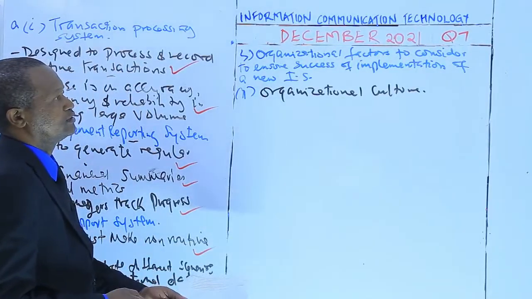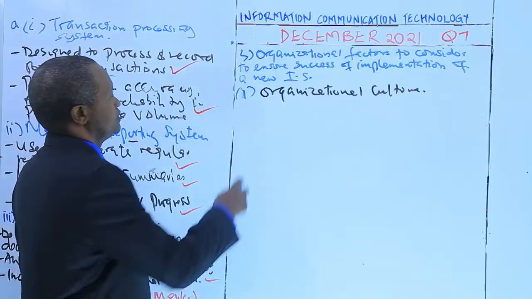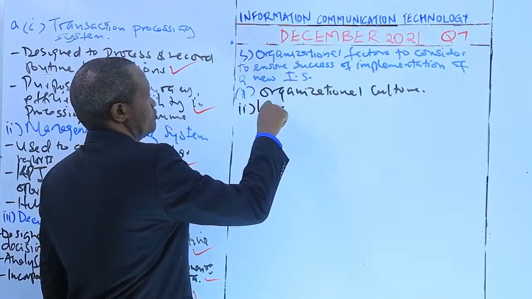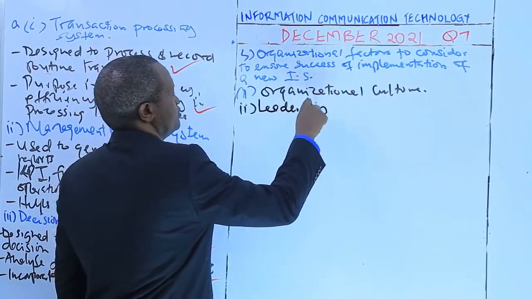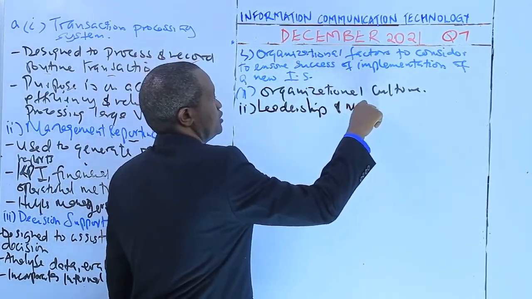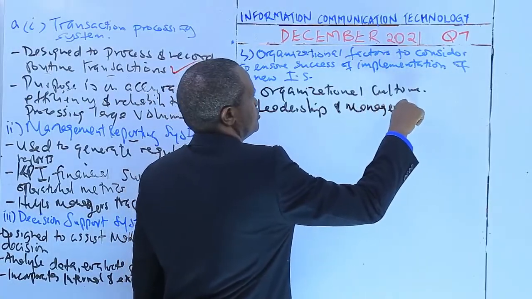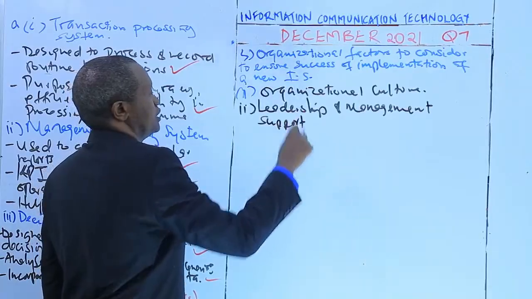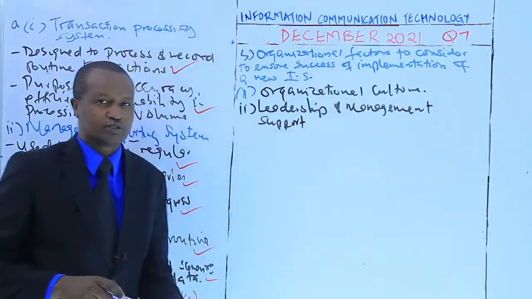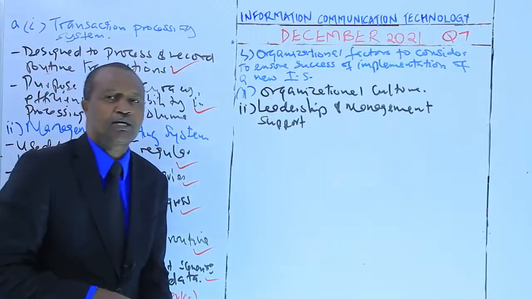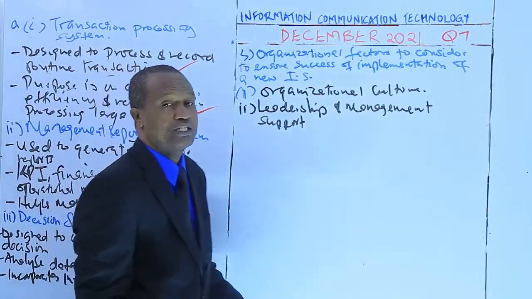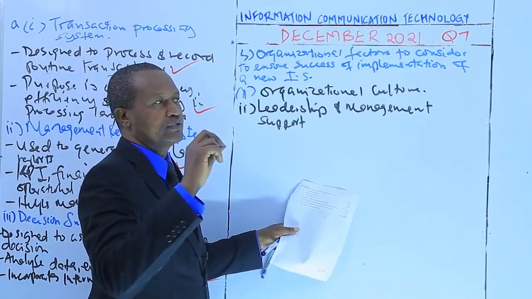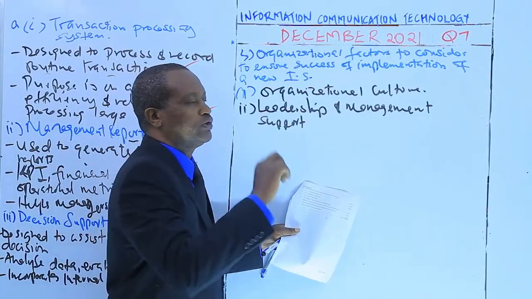That's the first factor. Number 2, leadership and management support. Strong leadership and management support are essential for the success of any implementation of a new system.